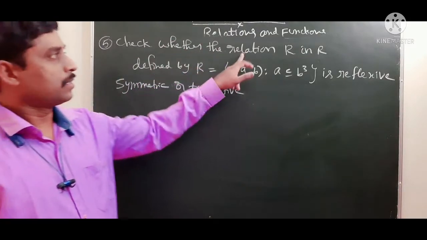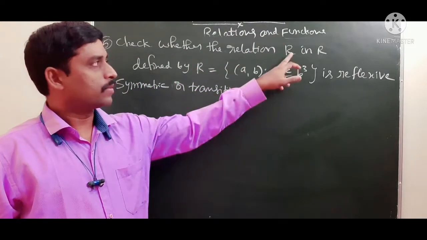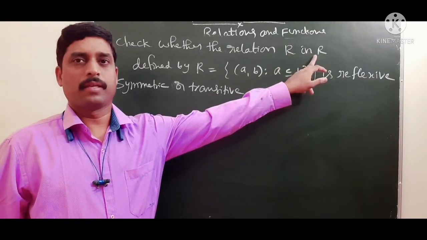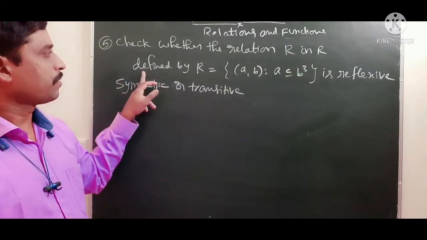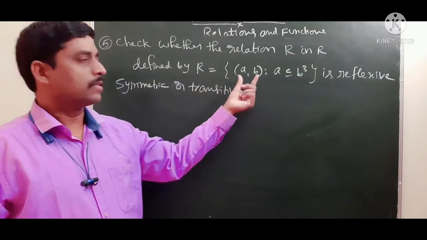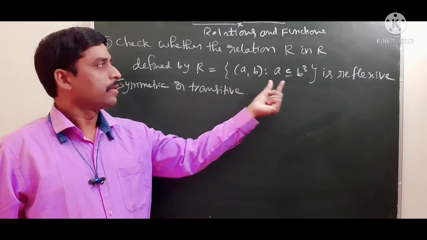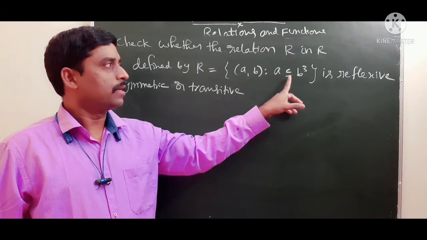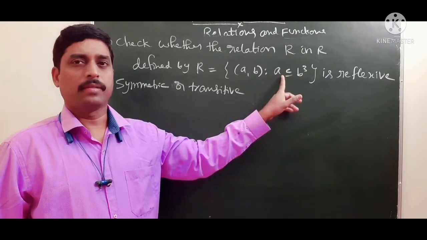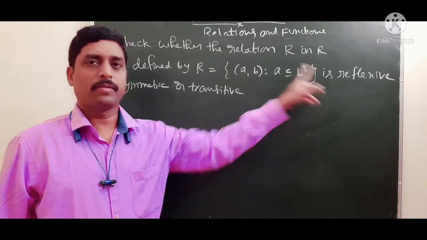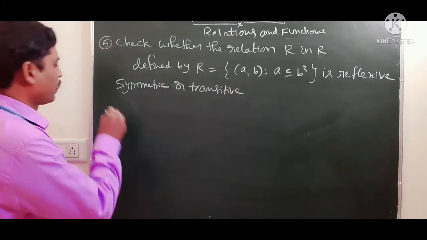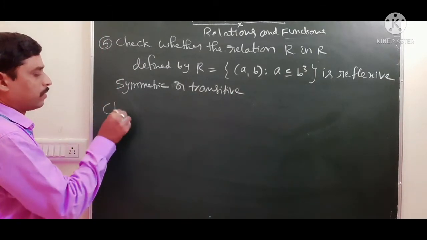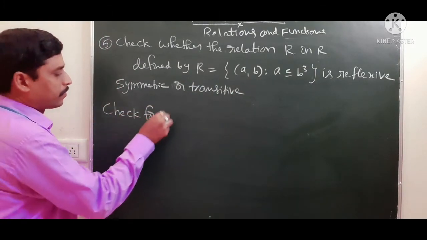Check whether the relation R in the real numbers, defined by R equal to the set of ordered pairs (a, b) with the condition a less than or equal to b cube, is reflexive, symmetric, transitive. First check for the reflexive property.